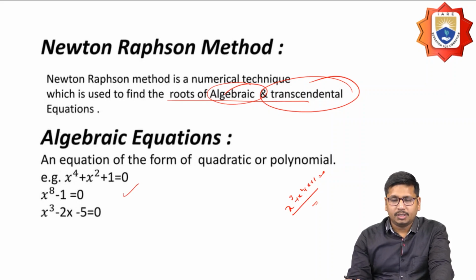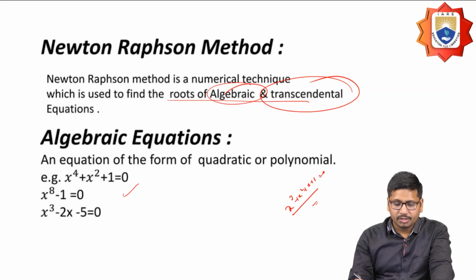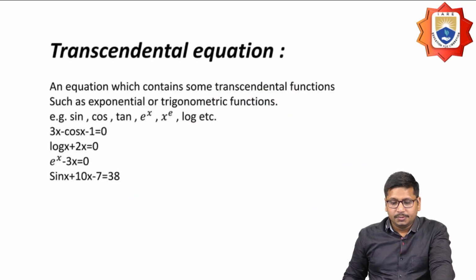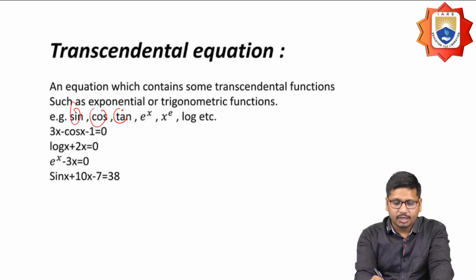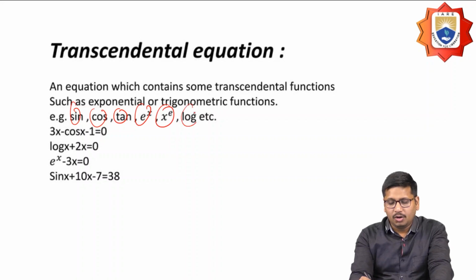If I consider algebraic equations, I'm going to get x power 6 plus x power 4 plus x squared plus 1 equal to 0, or x power 8 minus 1 equal to 0, x cubed minus 2x minus 5 equal to 0, like this. And transcendental equations are the equations which are of the form of exponential or trigonometric functions. So an equation which contains transcendental functions, let it be sine, cos, tan, e power x, x power e, and log. All of these will be called transcendental equations.